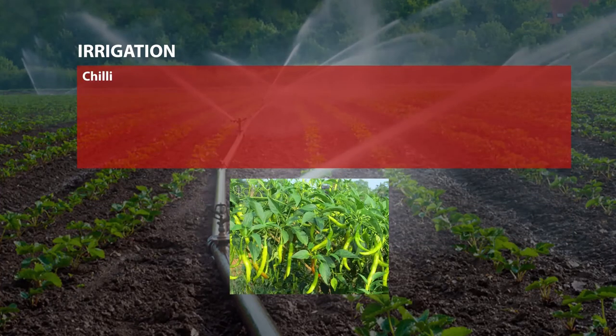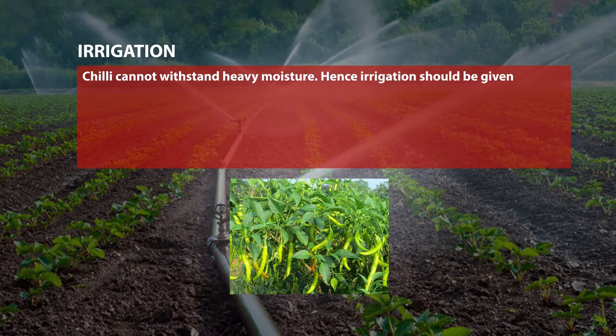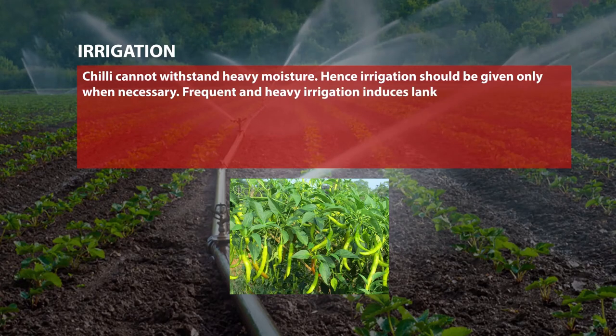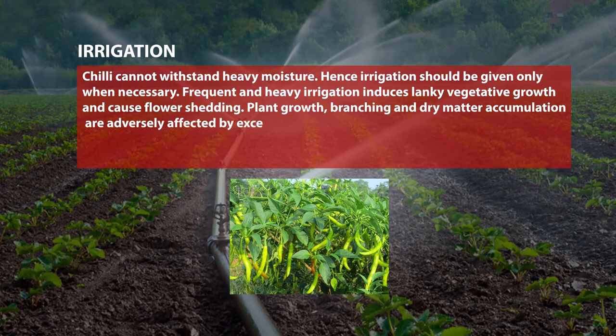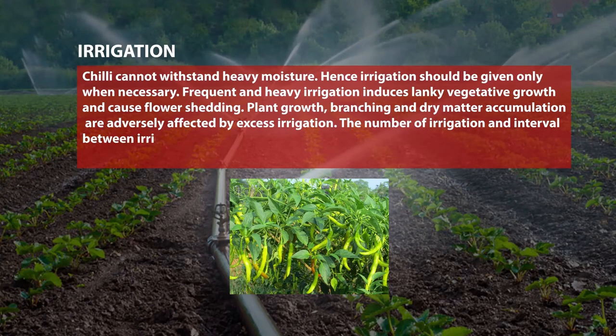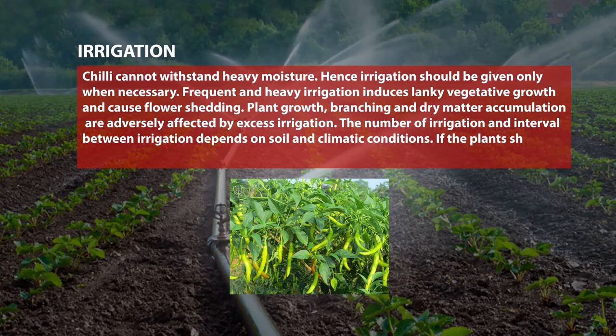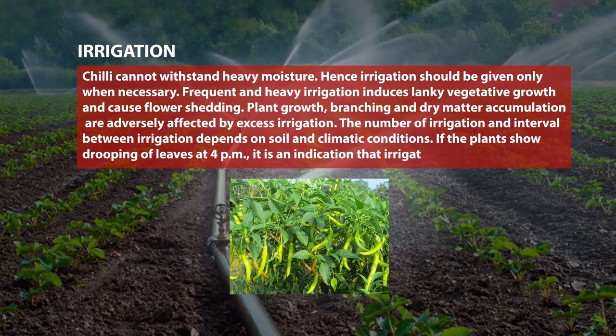Irrigation. Chili cannot withstand heavy moisture, hence irrigation should be given only when necessary. Frequent and heavy irrigation induces lanky vegetative growth and causes flower shedding. Plant growth, branching, and dry matter accumulation are adversely affected by excess irrigation. The number of irrigations and interval between irrigations depends on soil and climatic conditions. If the plants show drooping of leaves at 4 p.m., it is an indication that irrigation is needed.